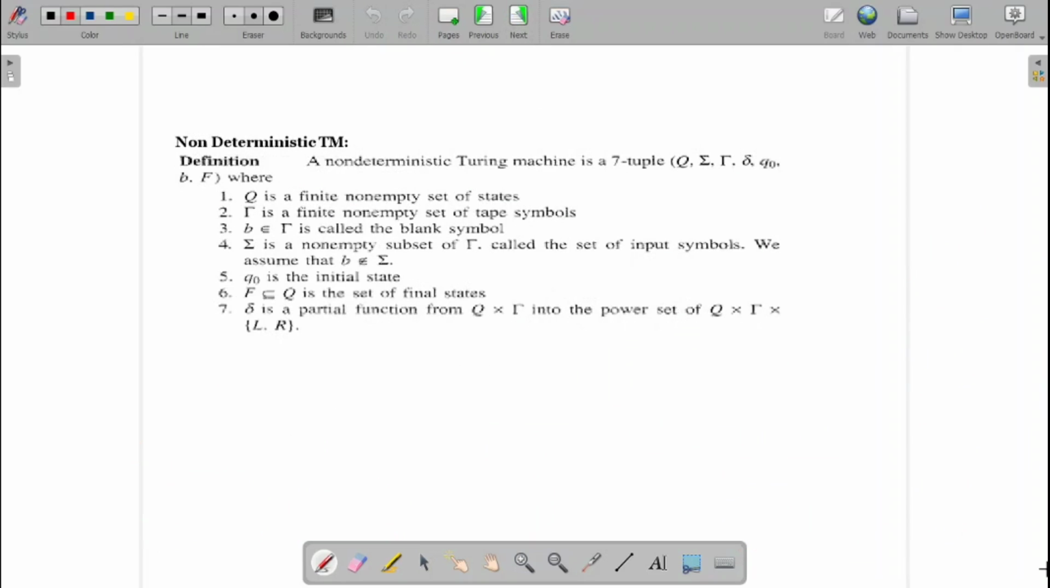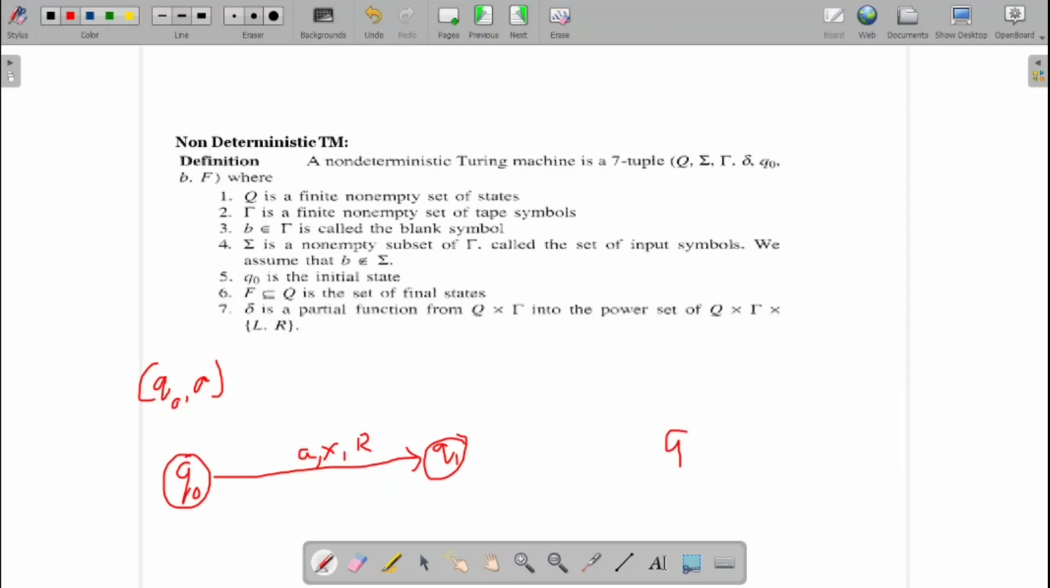The next one, non-deterministic Turing machine. If we compare the non-deterministic Turing machine with the deterministic Turing machine, how will the deterministic Turing machine be? First, Q naught on A. Let me write it as a diagram here. Q naught on A, I will go to Q1, A I will replace with X and the right movement. So this is the deterministic Turing machine.